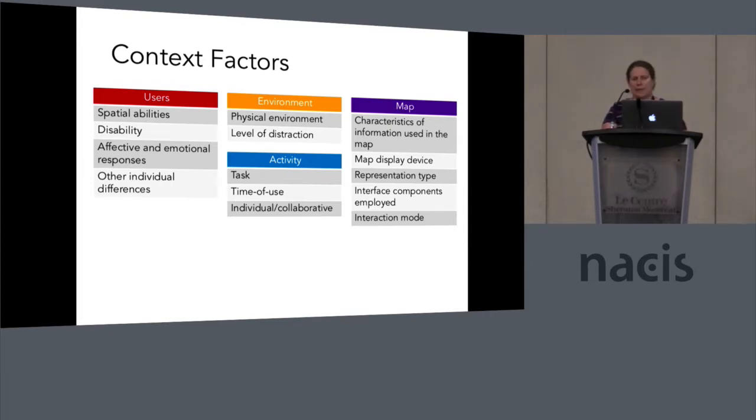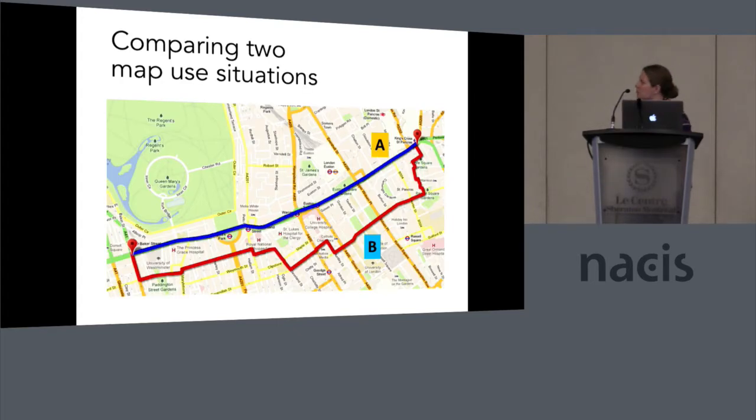So let me just give you an example of how we thought this might be used. Here we're considering two map use situations that have some level of similarity. Imagine two different drivers. They're both alone in the car. They're using the same in-car GPS device to navigate to the same destination across the city, and it's during rush hour. It's not particularly warm, not particularly cold. There's no rain falling.